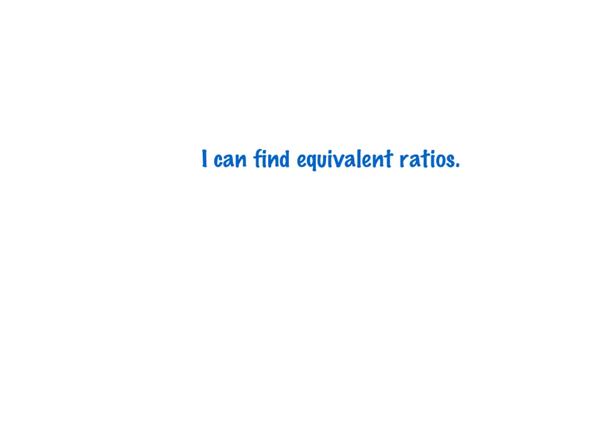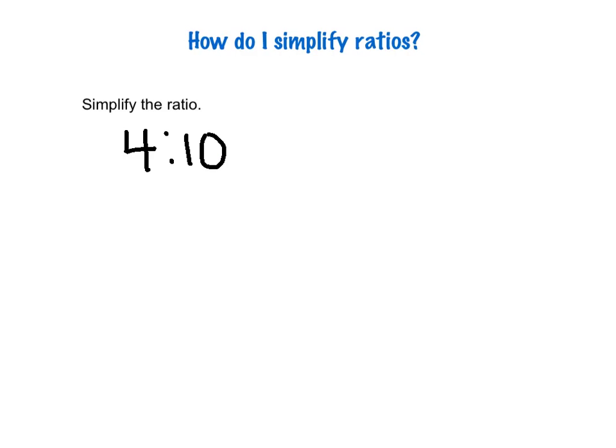In this lesson, you're going to find out how to find equivalent ratios. How do I simplify ratios? Simplify the ratio 4 to 10. Well, to simplify the ratio of 4 to 10, I ask myself, is there a number that can go into 4 that can also go into 10? And that number is 2.